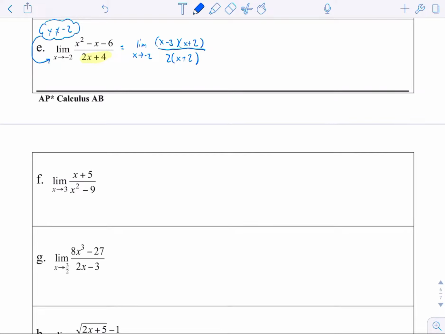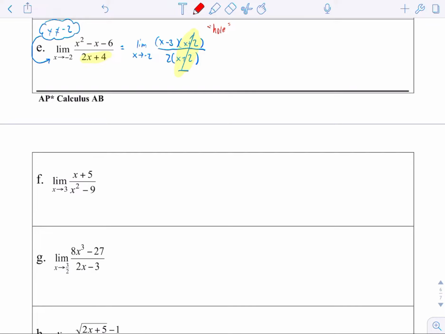So now I see that I can create a 1 here by using some algebra, and I know that wherever I can create a 1, that's what we call a hole, or I'll just call it a hole for now.